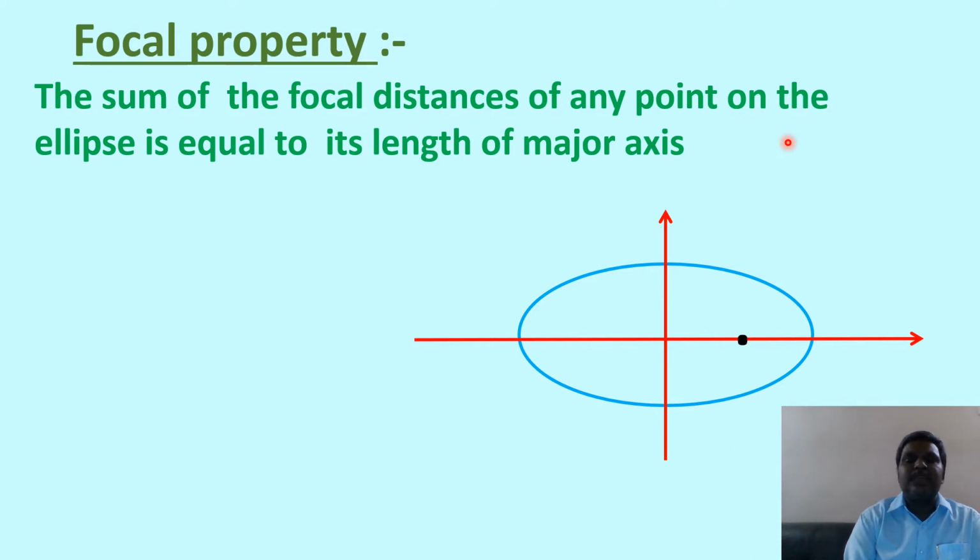Its foci are, one is S and the other one is S dash. Its midpoint is the center of the ellipse C. A is a vertex of the ellipse and A dash is the other vertex of the ellipse as shown in the figure. Their directrices are L and L dash respectively. They intersect the x-axis at Z and Z dash as shown in the figure. This is the ellipse.